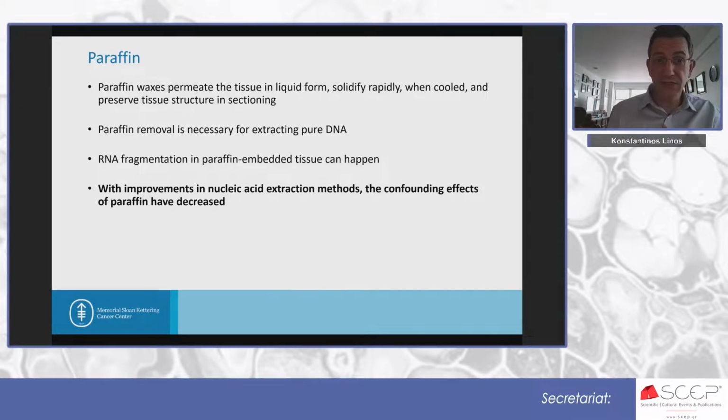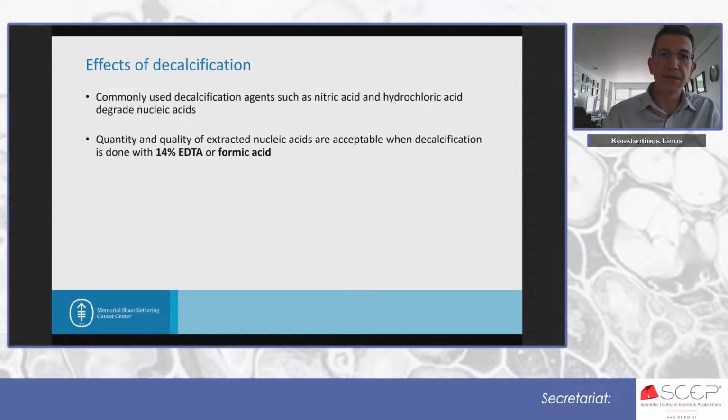Now, paraffin removal is necessary for extracting pure DNA, but you have to be aware that you can have fragmentation, and especially RNA fragmentation is more common. And the older the block is, the more fragmentation you can have, and therefore the molecular analysis can fail. But we have improved technologically in the last decade or so. So nucleic acid extraction methods are much better. The confounding effects of paraffin have decreased. I'm sorry for the honking, but this is New York City.